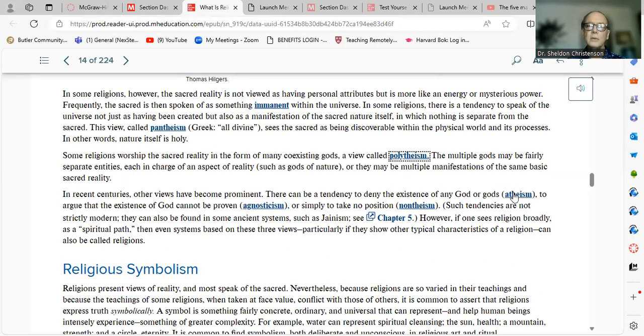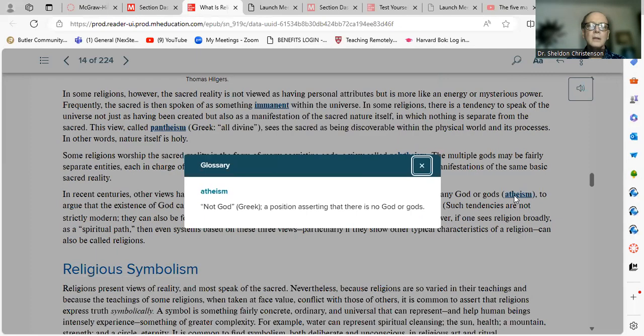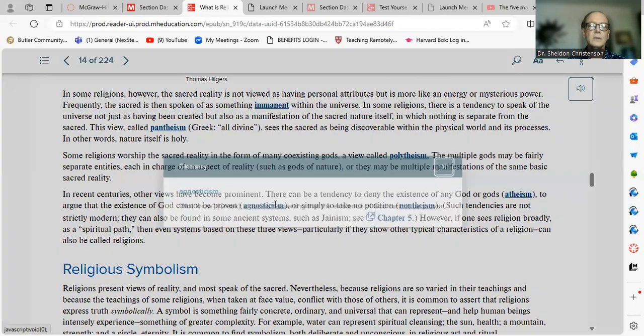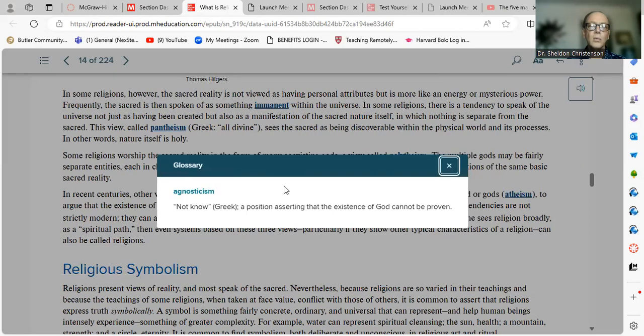You have atheism. That means not God, a position asserting that there is no God or gods. And agnosticism, not know, a position asserting that the existence of God cannot be proven.